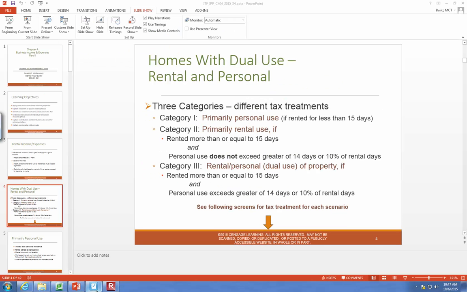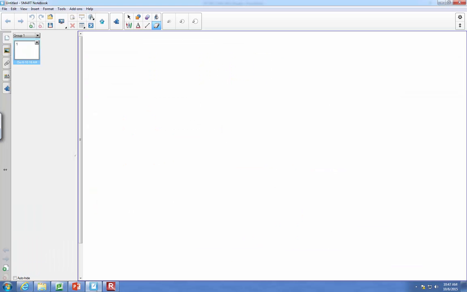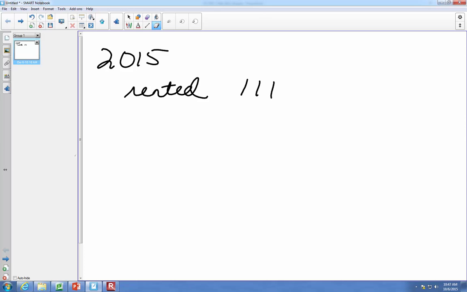When it says 15 days and 14 days, is that like for a year? Yes, annually. So in 2015, I rented out my place in Saratoga Springs for 111 days. And I personally used it for 16 days.